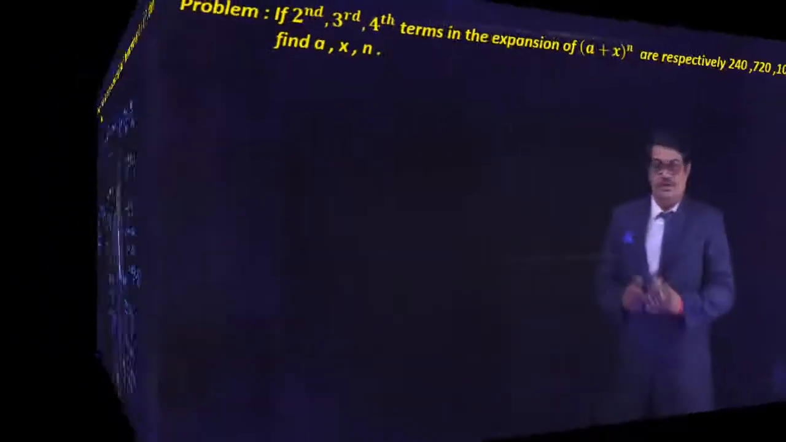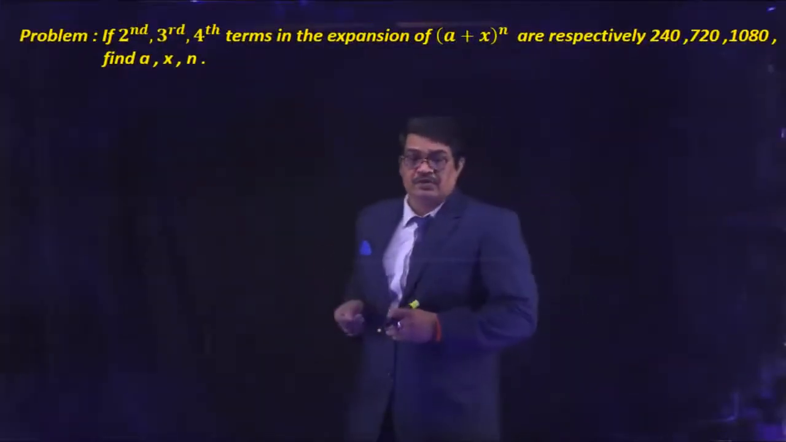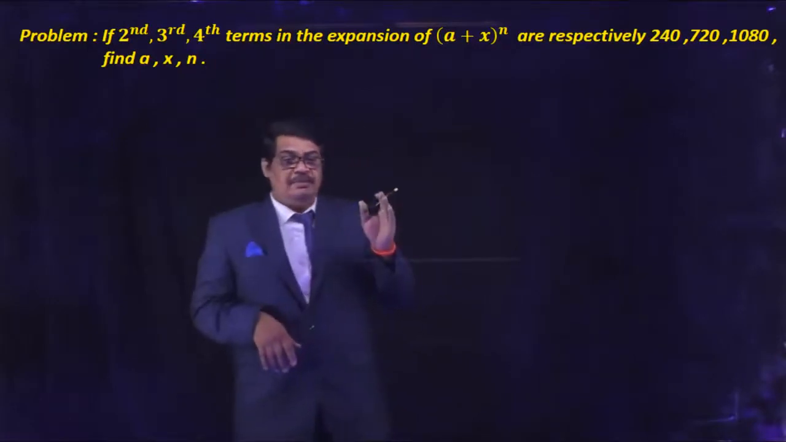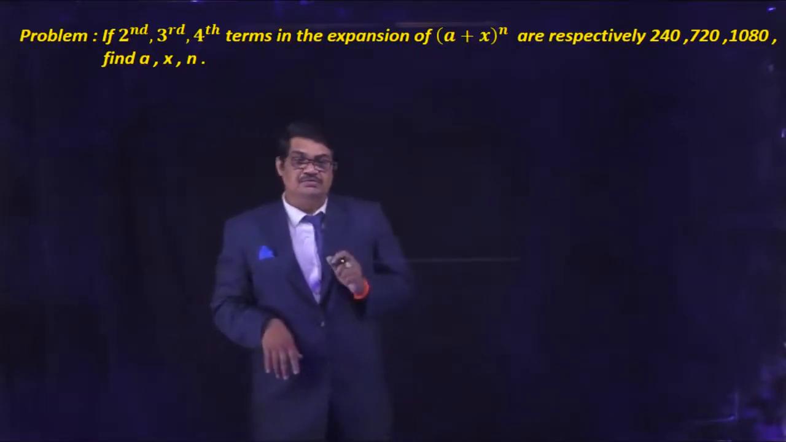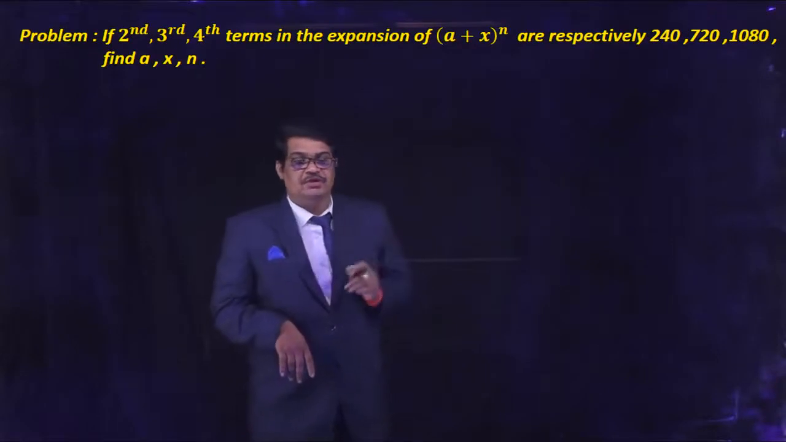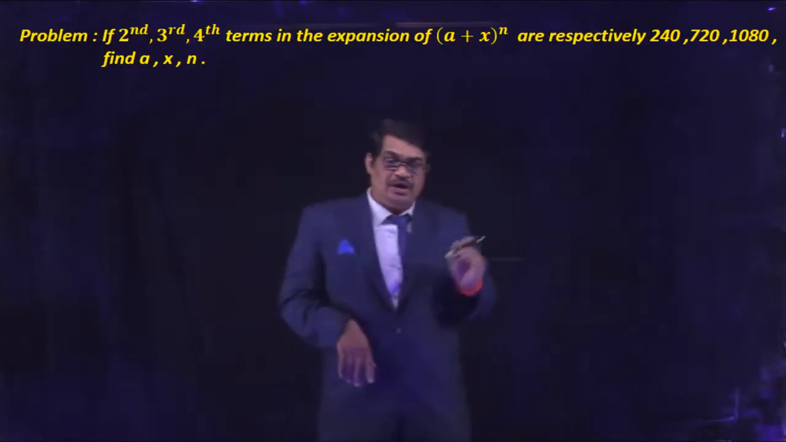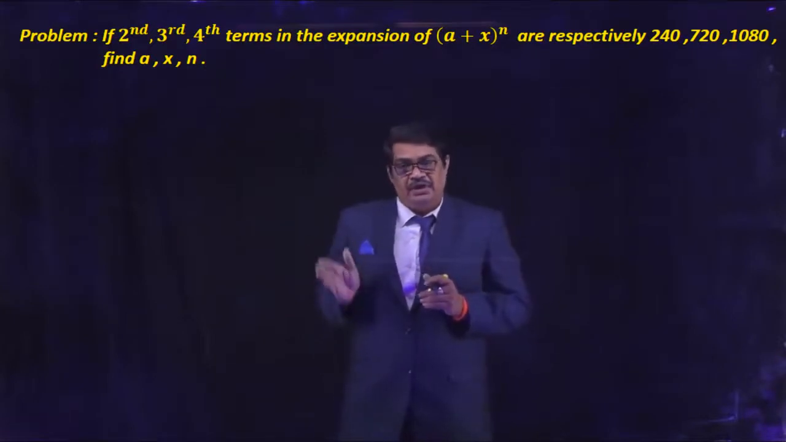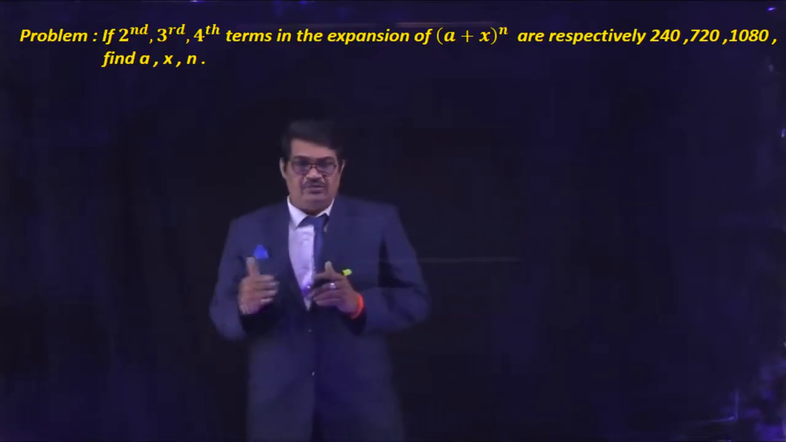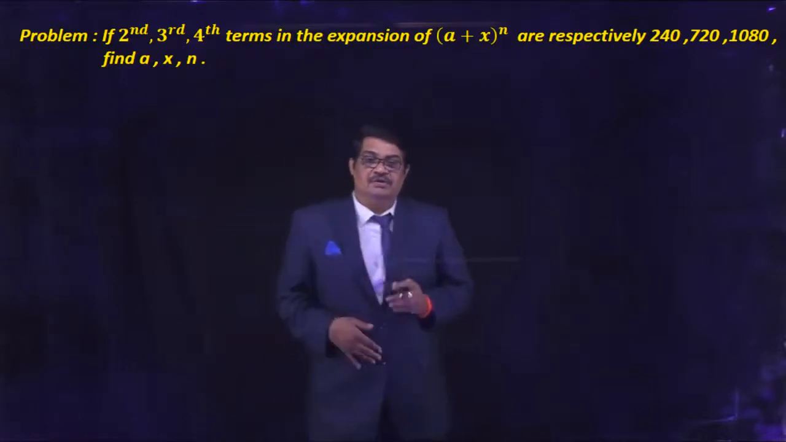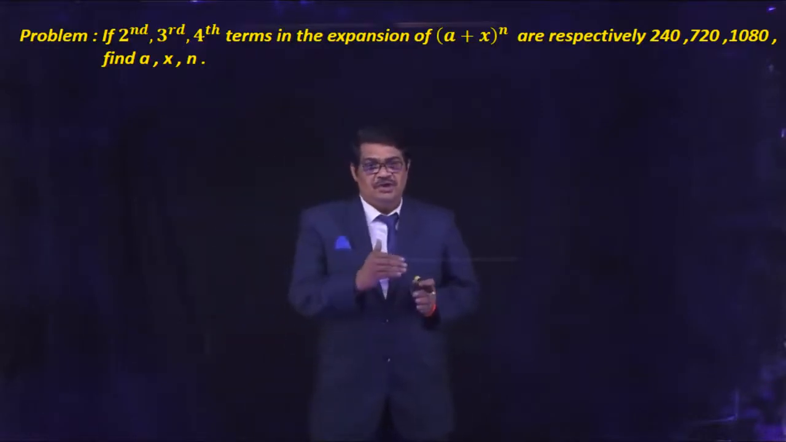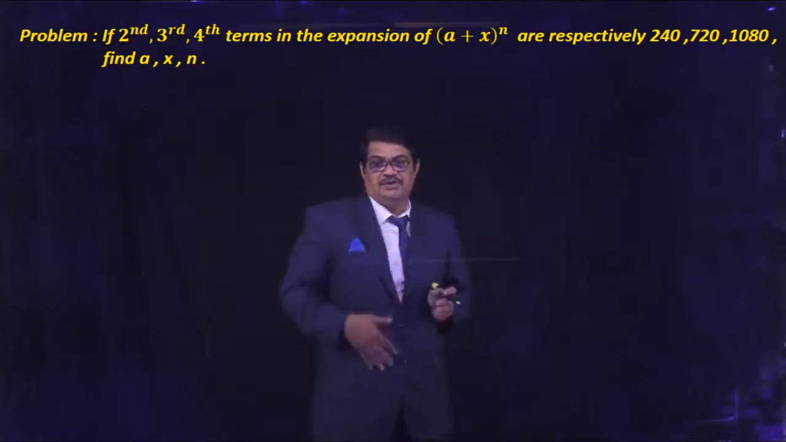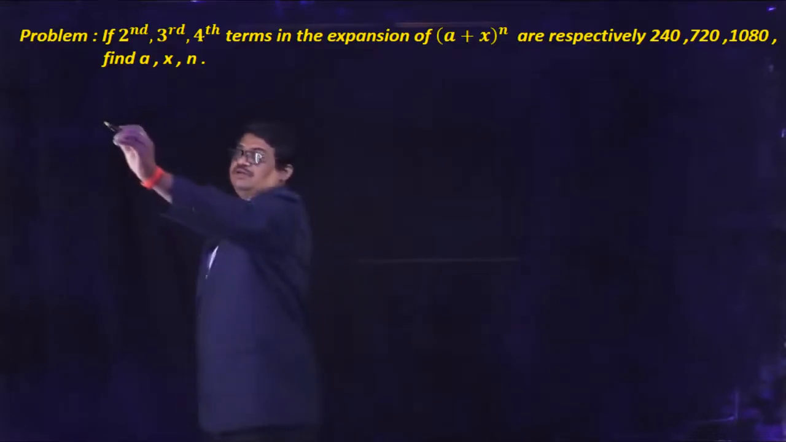Okay, see another problem. If the second, third and fourth terms in the expansion of (a + x)^n are respectively 240, 720 and 1080, then find a, x and n. Now we have to find these values. The second, third and fourth terms are given. Okay, see the solution.